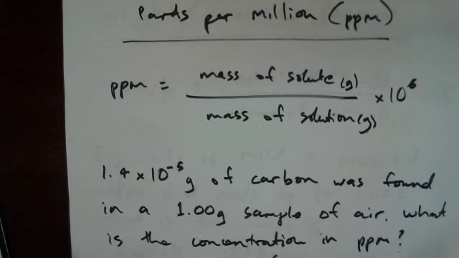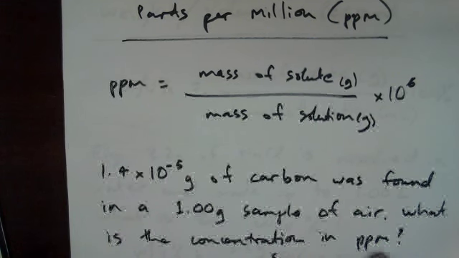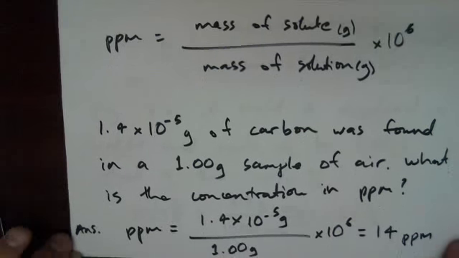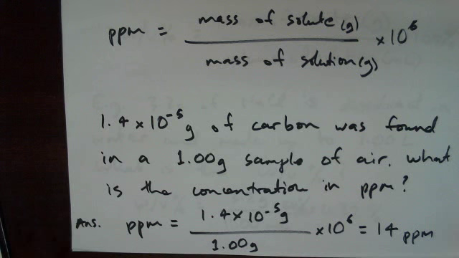If we have 1.4 by 10 to the minus 5 grams of carbon found in a 1 gram sample of air, so if we somehow captured 1 gram of air and measured the amount of carbon that was in there and found it to be 1.4 by 10 to the minus 5 grams, what is the concentration in parts per million of carbon? And so the answer is 1.4 by 10 to the minus 5 grams divided by 1 gram and then multiplied by a million, and that would give us 14 parts per million.